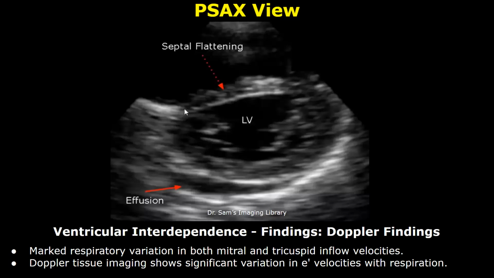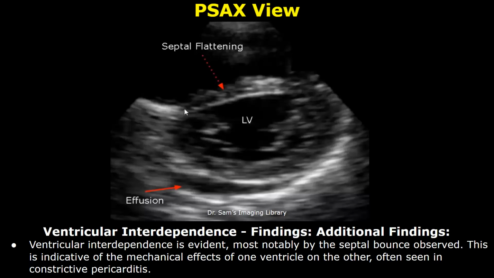These are the Doppler findings. Marked respiratory variation in both mitral and tricuspid inflow velocities. Doppler tissue imaging shows significant variation in E velocities with respiration.